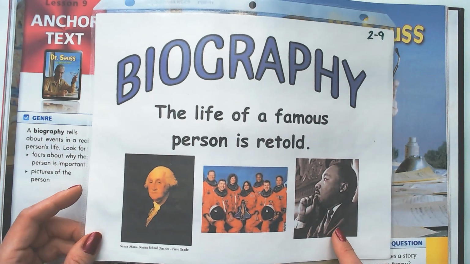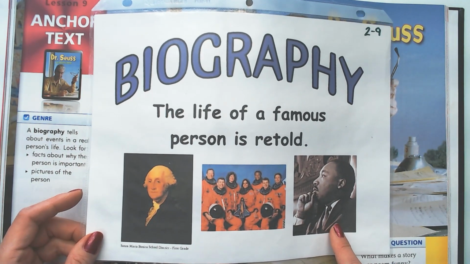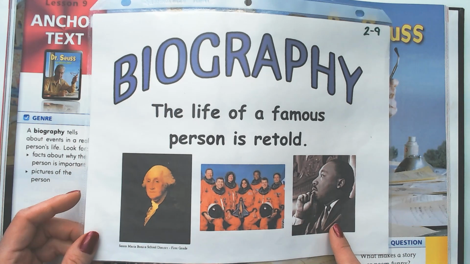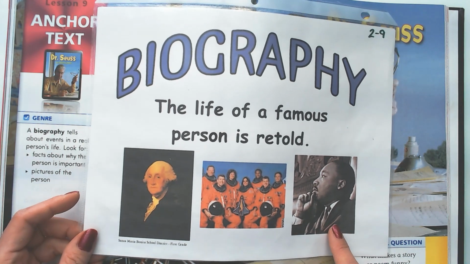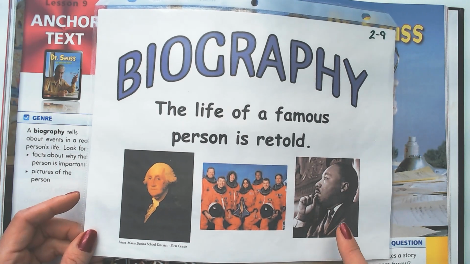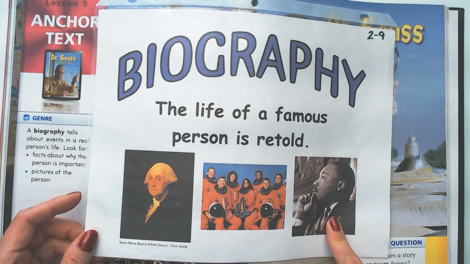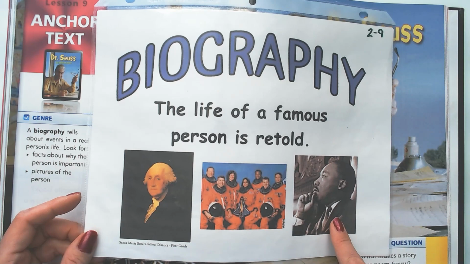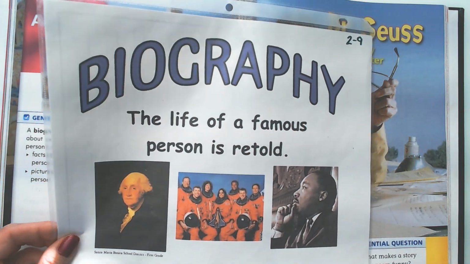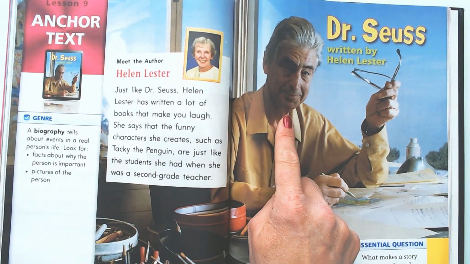And this is Martin Luther King. He was important and famous because he risked his life to make things fair for everybody, and especially people that were of color, that were not white. He made it so the rules and laws were the same for them, and so he's important, and they wrote a biography about him. So biographies are about famous people, important people.